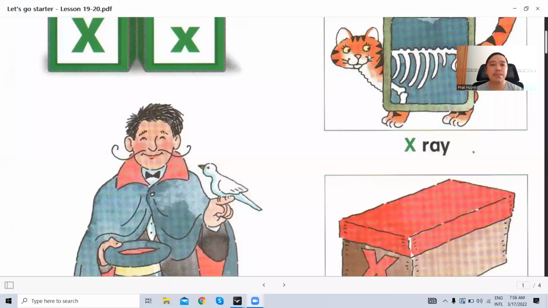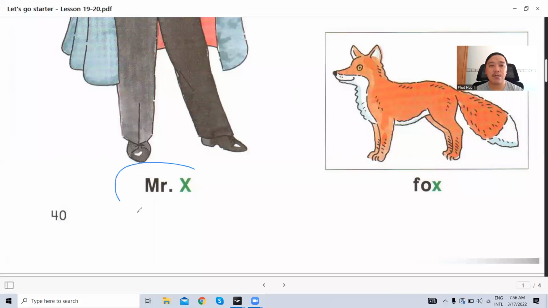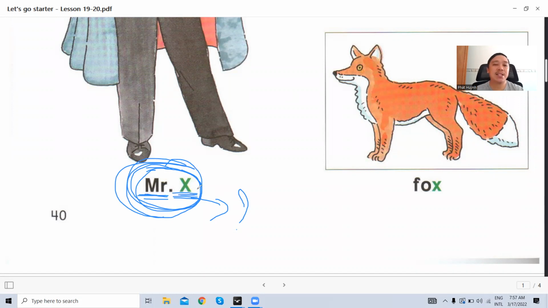Okay, so now it's a man or it's a boy or it's a girl. Đây là đàn ông, con trai, con gái các bạn. That's right. It's a man. Nó là một người đàn ông. If it is a man, what is his name? Nếu là một người đàn ông thì tên ông ấy là gì? What is his name? That's right. Mr. X.